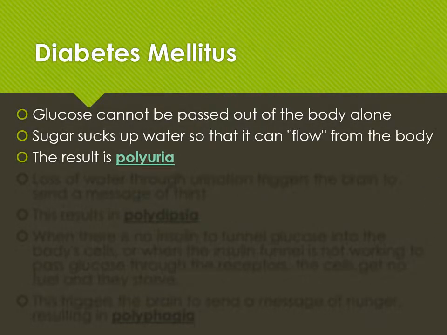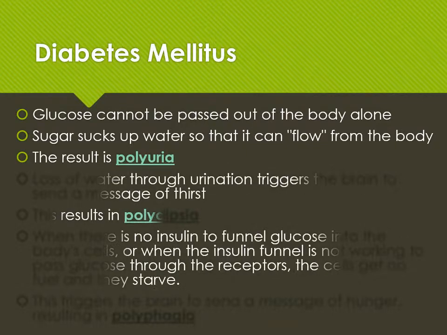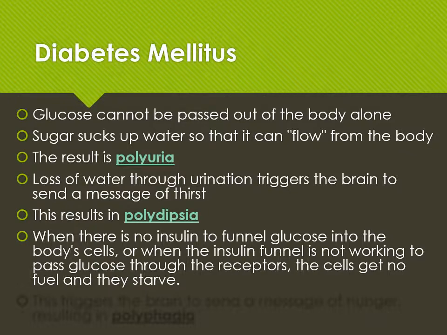Okay, so let's talk about the three polys. Glucose cannot be passed out of the body alone. Sugar sucks up the water so that it can flow from the body. This is the result of polyuria. Loss of water through urination triggers the brain to send a message of thirst. This results in the polydipsia.